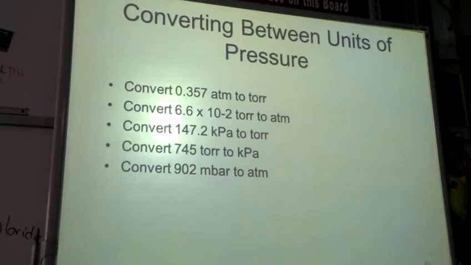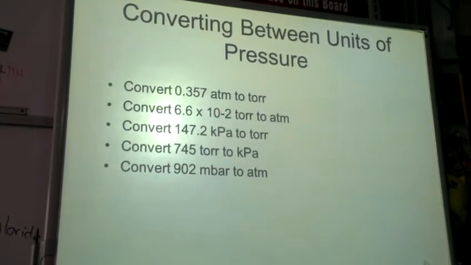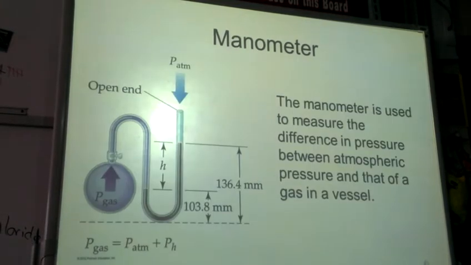Oh, sorry. These are some conversion problems. So if you would like to try to convert, you are more than welcome to practice these, but I know that you're all pretty good with dimensional analysis, so I think that you can do them. But if you want to do them and then check, I'm happy to check them for you.